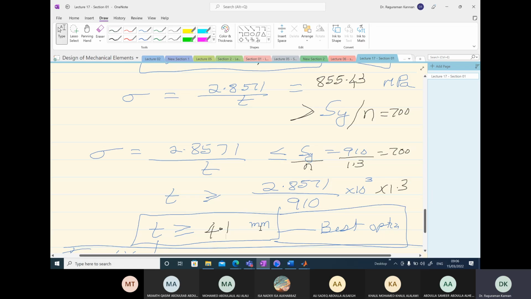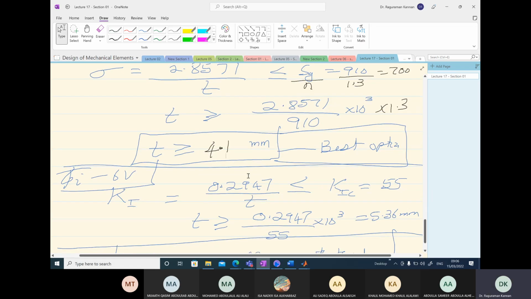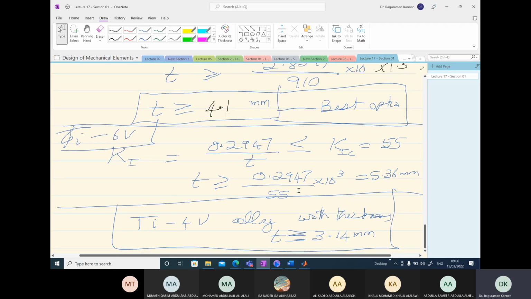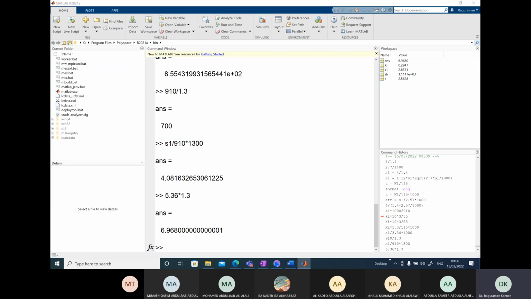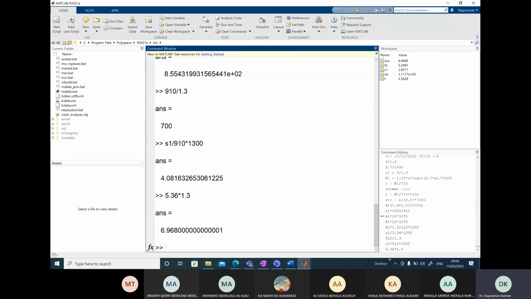This is the least option we have seen. Again we have to calculate here with the factor of safety. Here, over n, 1.3. Here we multiply 1.3 and the result will be 5.36 times 1.3, which will be a higher value. We get 6.97, so yeah, 6.97.